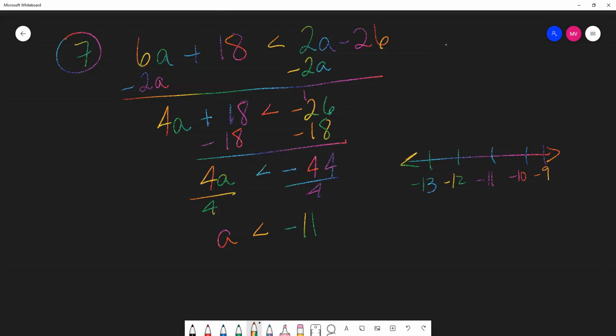Negative 11, negative 10, negative 9. Okay, so what does my graph look like? Yes, and then it's anything less than negative 11. So the arrow of our graph goes to the left. Right, last one.